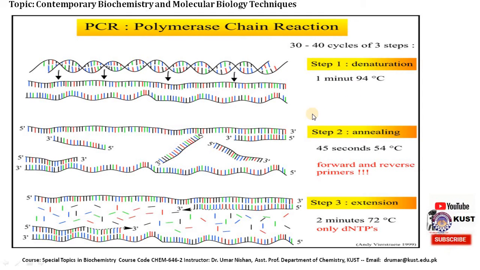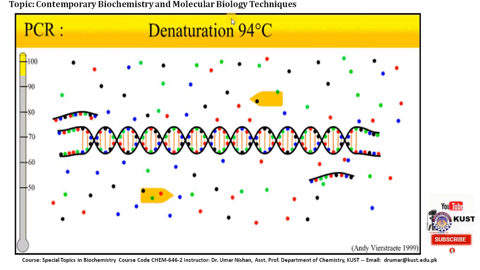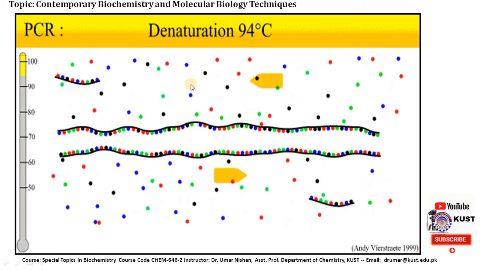Again it will bring down the temperature to 54 degrees C for 45 seconds. Again the other freely available primers will attach with the complementary part of the parent single strand of the DNA. Again the process of extension will take place, and this continues for about 30 to 40 cycles of 3 steps. In the next slide you can see through this animation how it functions.